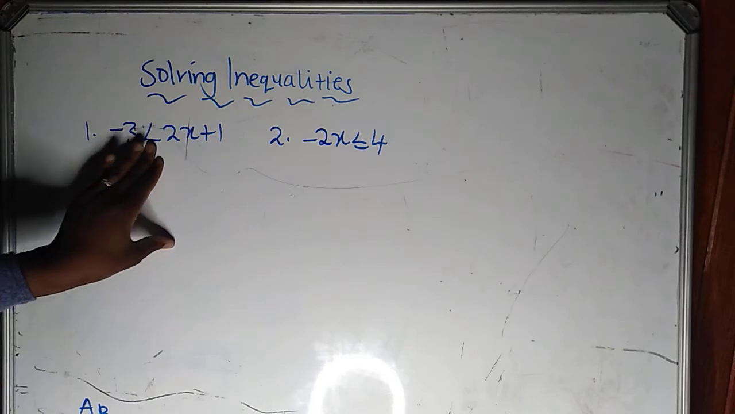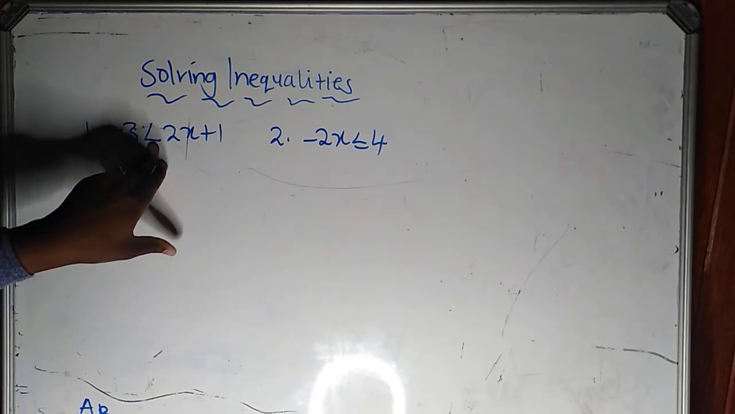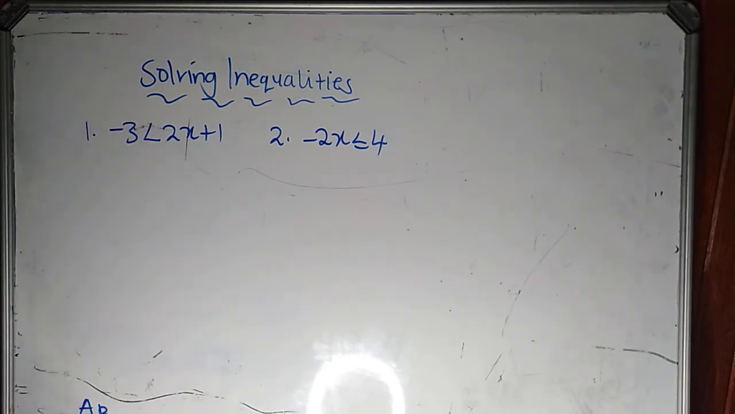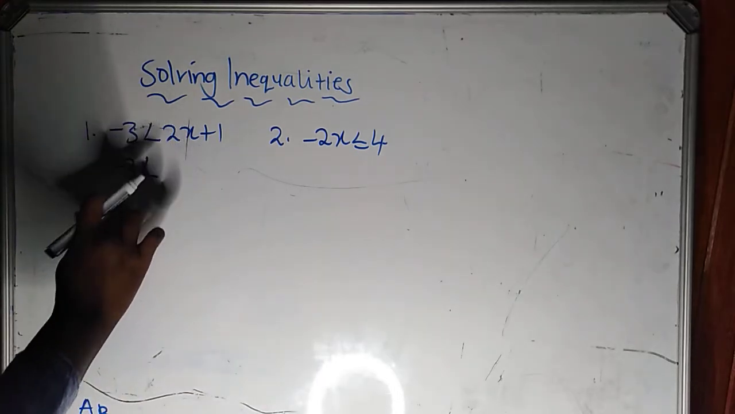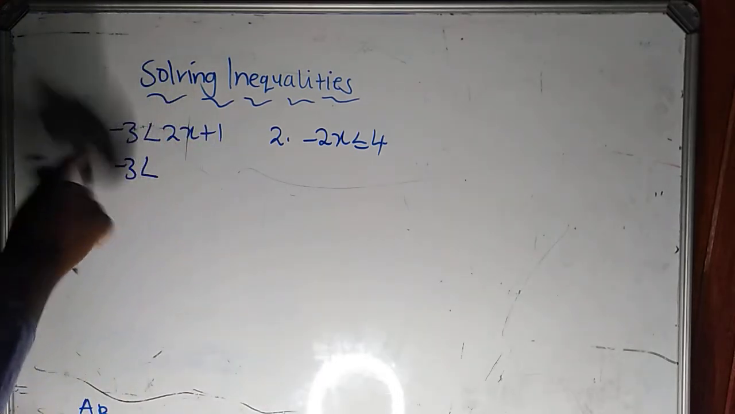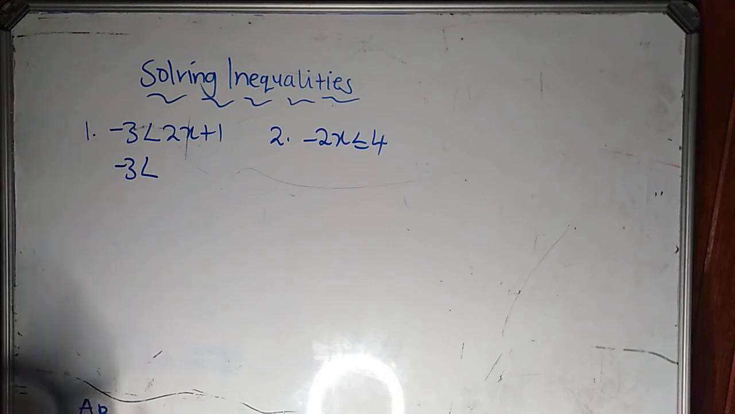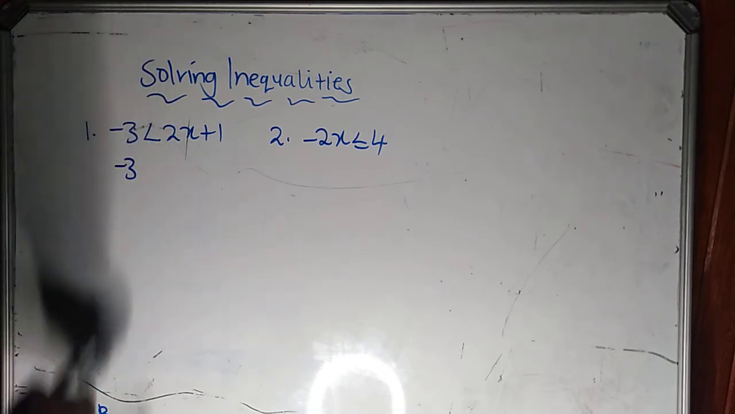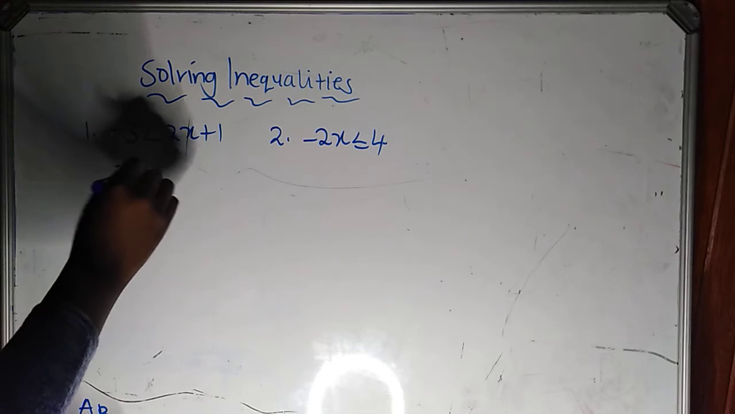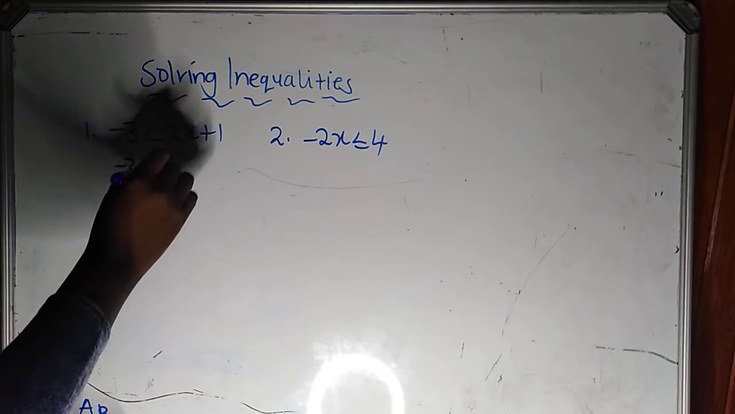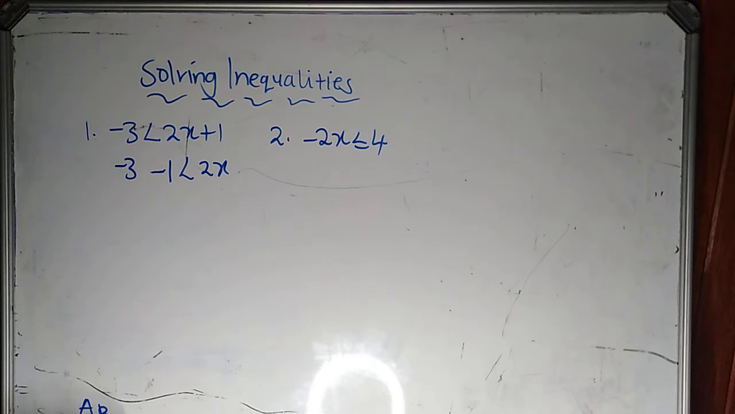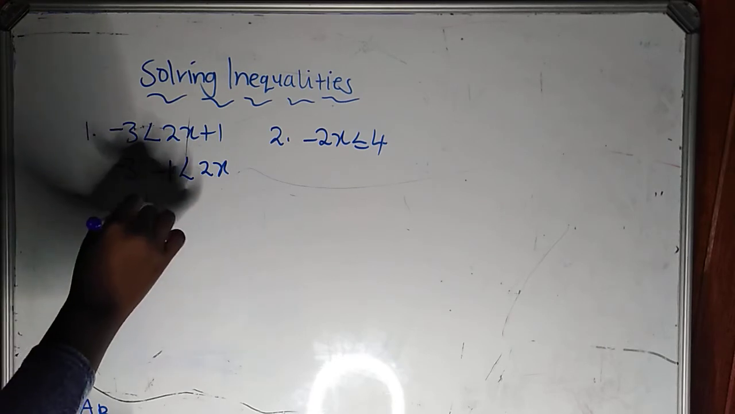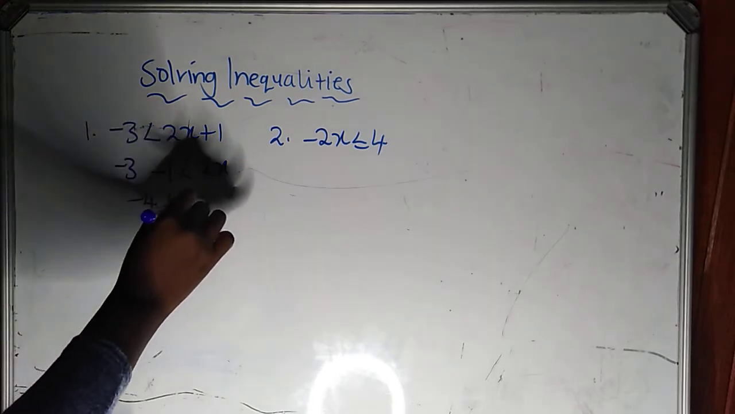We are going to treat the inequality sign as if it is the equal sign, right? So with that being said, we will say minus 3 is less than, we bring plus 1 to the other side. When plus 1 comes this side, it's just going to be negative 1. So it's going to be minus 3 minus 1 less than 2x, like that. Minus 3 minus 1 is going to be minus 4. So minus 4 is less than 2x.